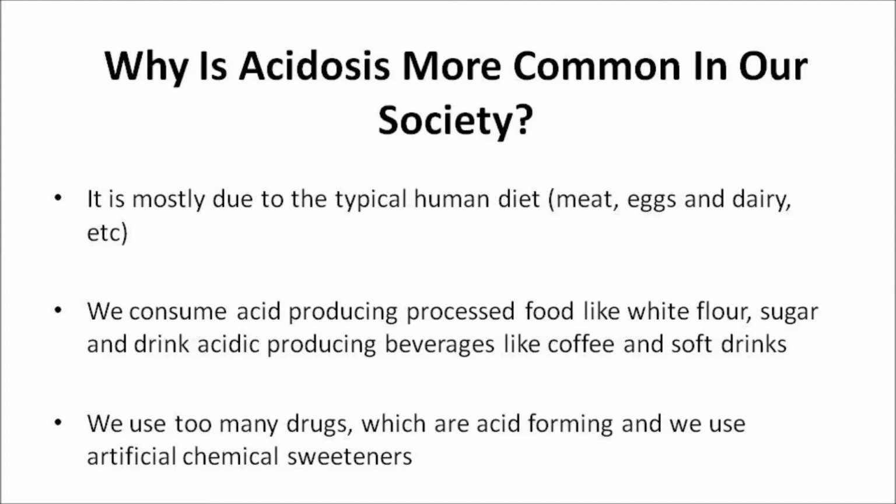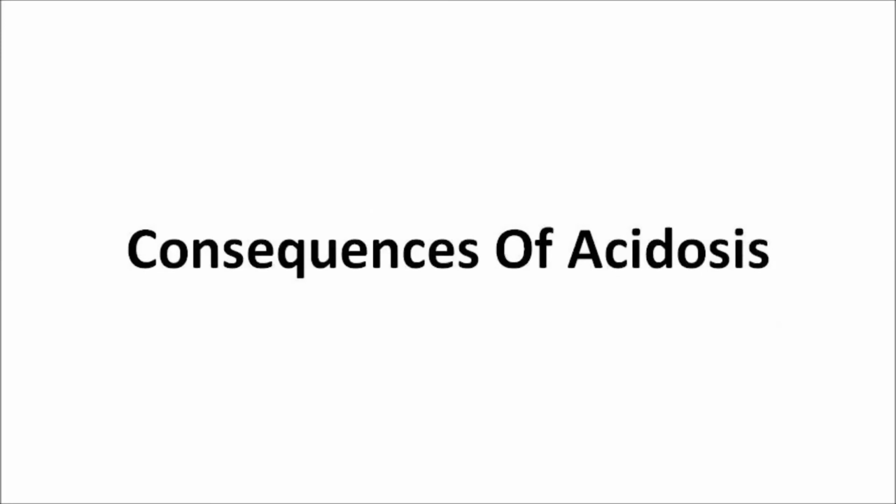In addition to this, we consume acid-producing processed food like white flour and sugar, and drink acid-producing beverages like coffee and soft drinks. We use too many drugs, which are acid-forming, and we use artificial chemical sweeteners like NutraSweet, Sweet and Low, Equal, or even aspartame, which are poisonous and extremely acid-forming. Now that we've already covered the reason for acidosis, let's move on to talk about its consequences.